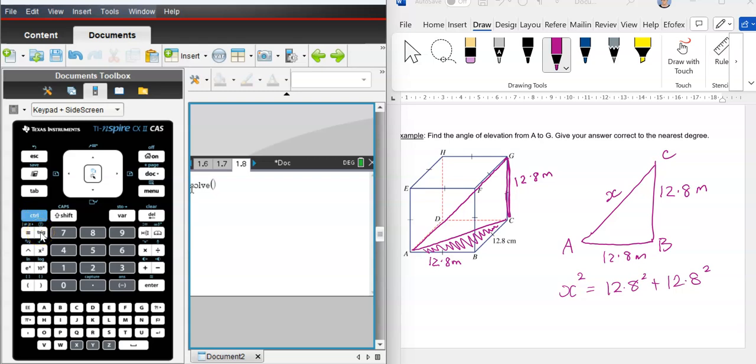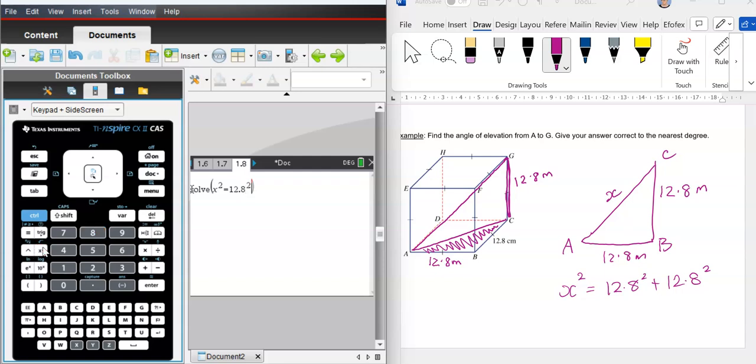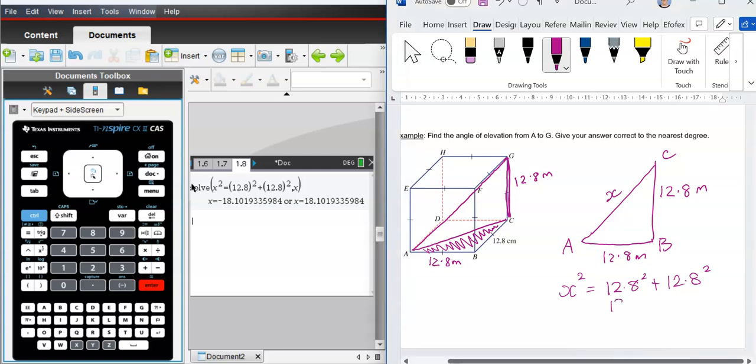So the equation I'm going to be solving is x squared is equal to 12.8 squared plus 12.8 squared. And I'm solving that for x. So the distance from A to C on that triangle is 18.1019... And again, I'm not going to round until I get to the very end of this question.